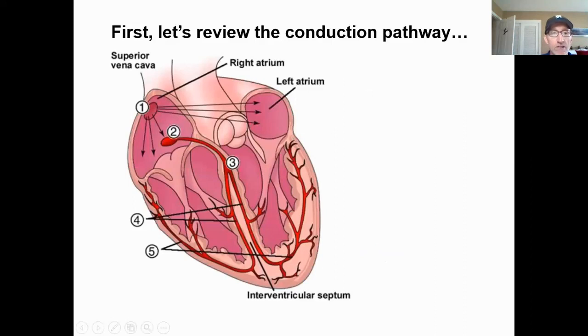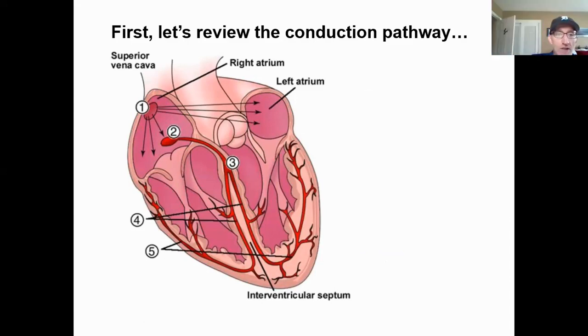Somebody tell me what we call number 1 right here. Is it the SA node? It is the SA node. Well done. And then, so that's going to start the signal. And then the signal is going to go to number 2. What's number 2? The AV node. AV node, good.